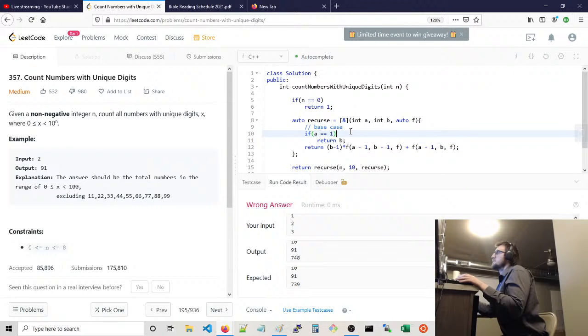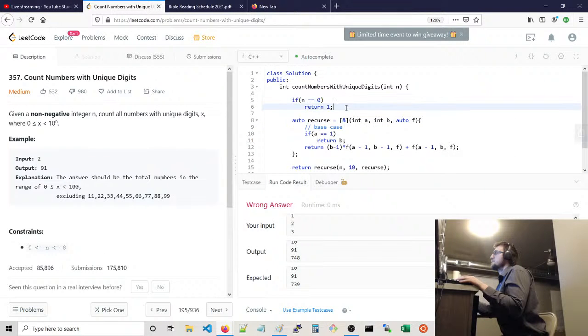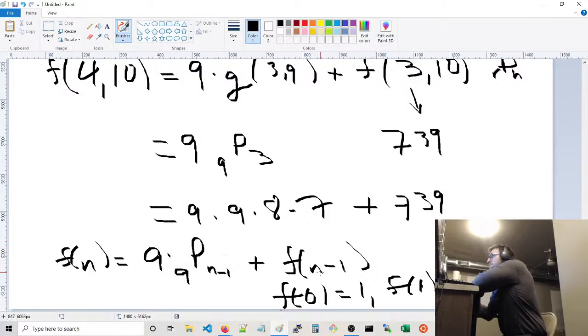So computing a permutation is kind of tricky. Where f of 0 is 1, f of 1 is 10. f of 1 would be 1, plus 9 permute 0 times 1. I think it's just 1, that would give you 10. Yeah, I think f of 0 is 1, it's fine.